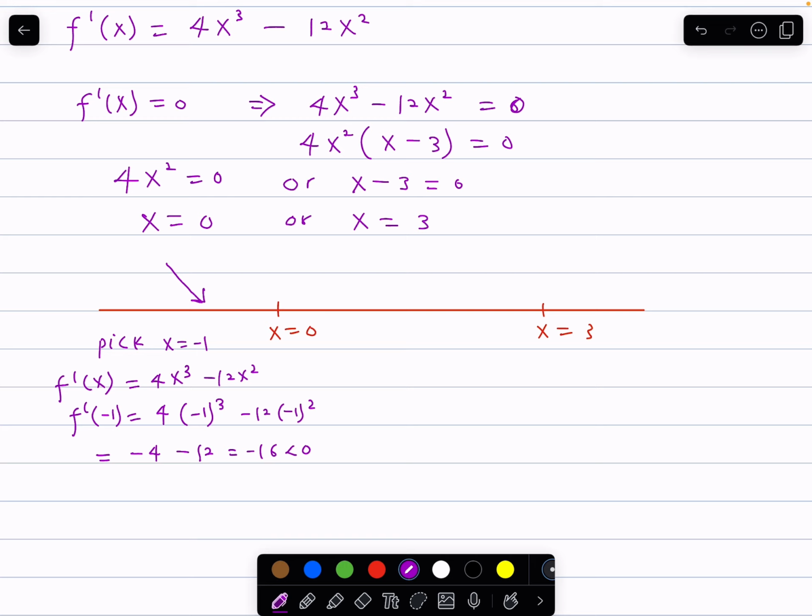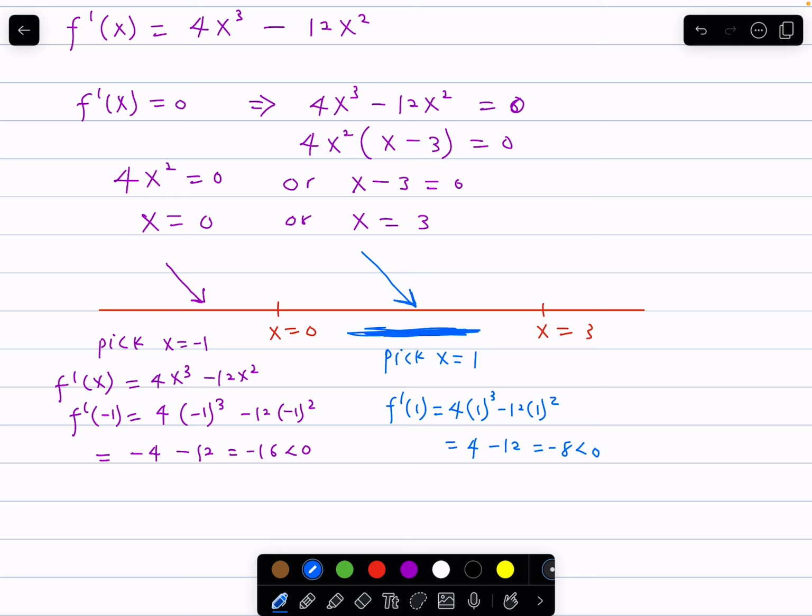Okay, so now on this interval here, I'm going to pick between 0 and 3. Let me pick x equals 1. This is in that interval. So I'm going to plug it into the first derivative. F prime of 1 is going to be 4 times 1 cubed minus 12 times 1 squared. So I have 4 minus 12. This is negative 8. That is less than 0, right? So this is less than 0.